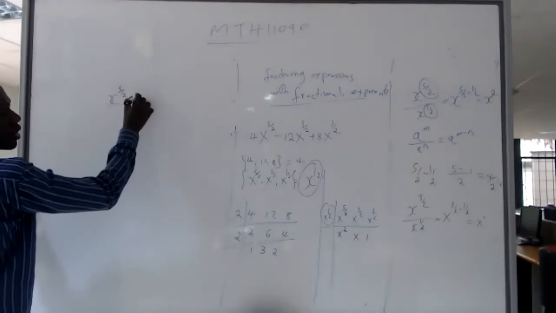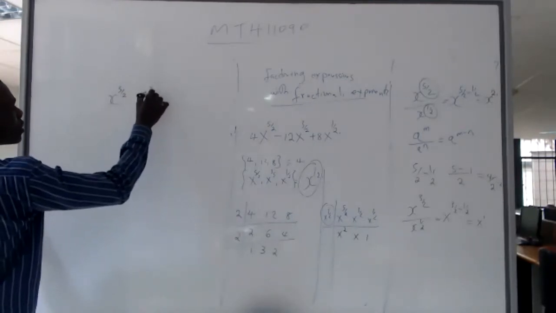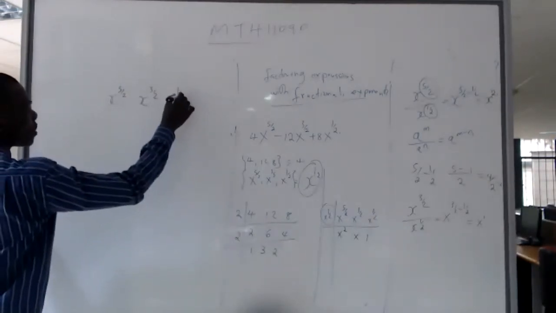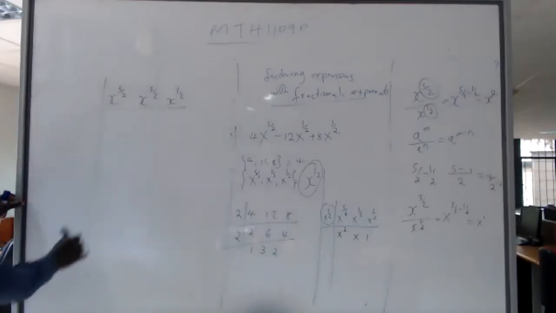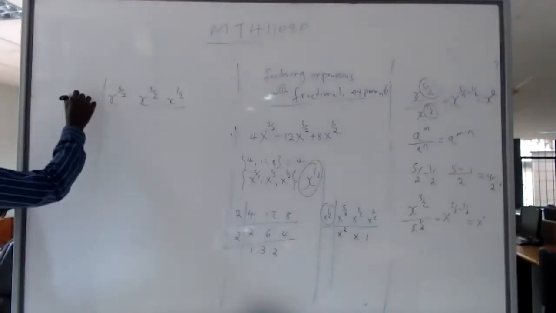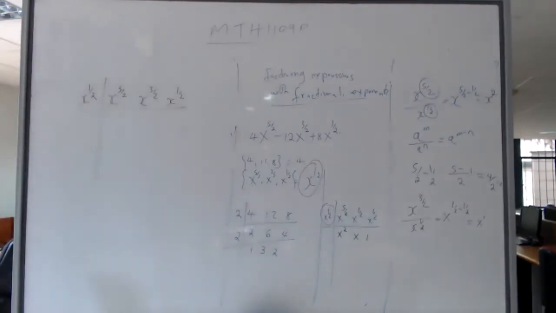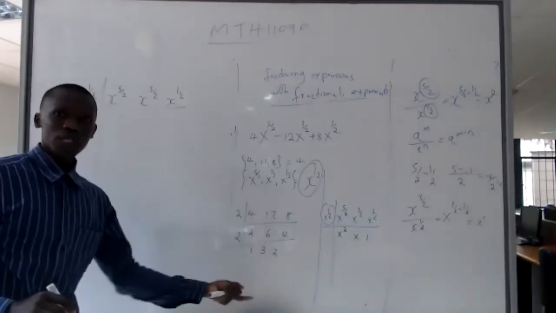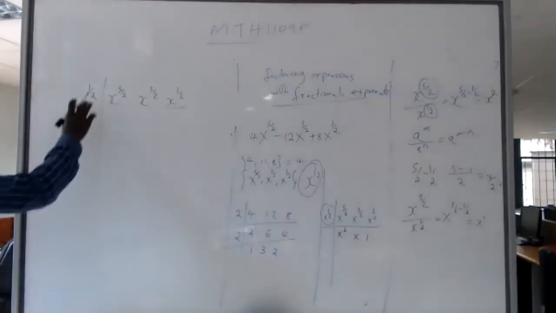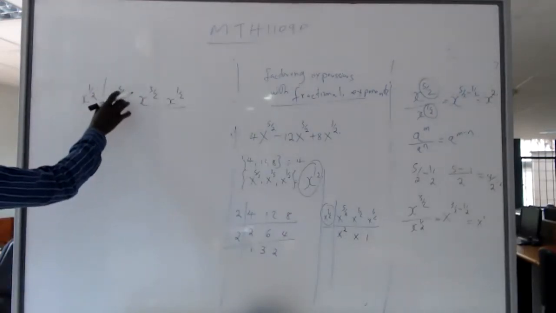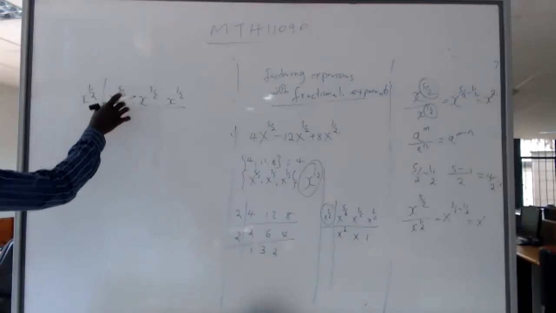GCD of x power 5/2, x power 3/2, and x power half. So our first candidate here is the one with the lowest exponent, which is x power half. We will just treat them the same way we did with the numbers, okay? So how many times does x power half go into x power 5/2? You get that by division.